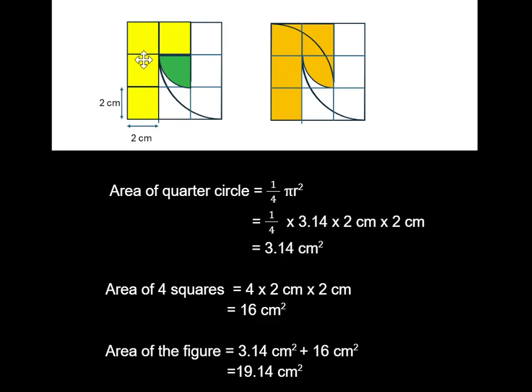The area of these 4 yellow squares: there are 4 of them, and the area of a square is base times height, so it's 2 times 2. So 4 times 2 times 2 is 16. So the area of the figure is the sum of these two areas, which is 3.14 plus 16, which is 19.14 centimeter square.